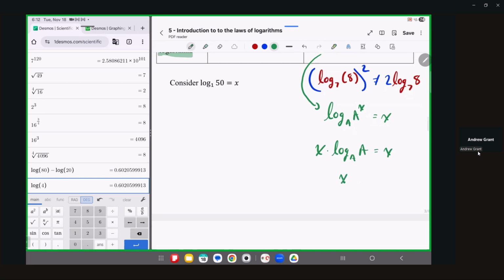So this ended up being x times 1 is equal to x. So x is equal to x. Okay, so these were some of the log properties that we learned about in the lesson last time.